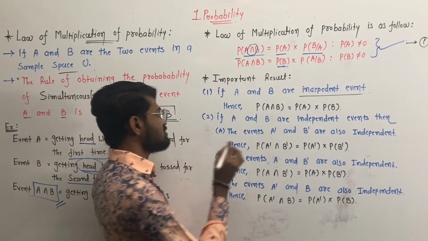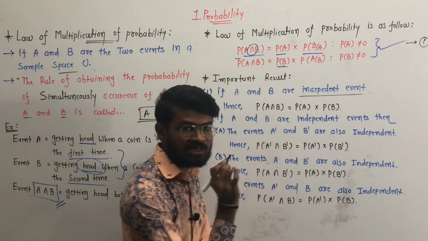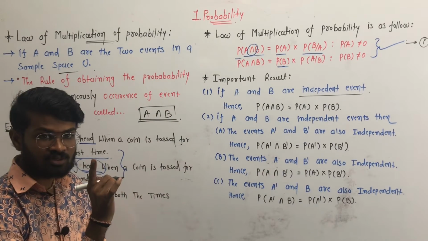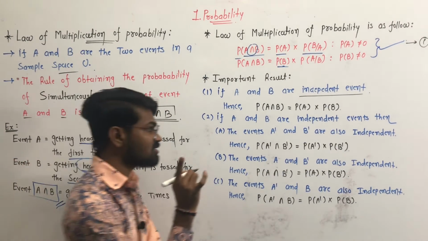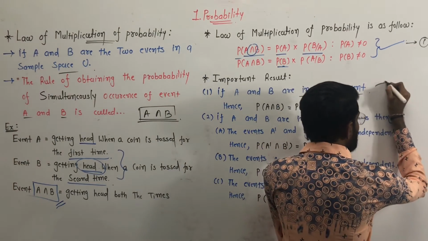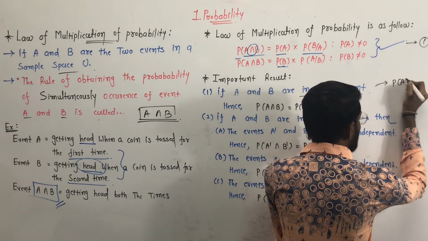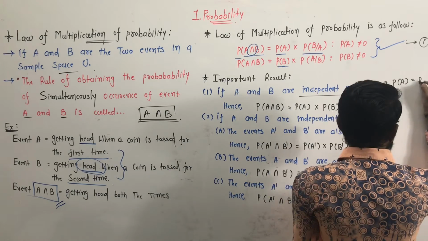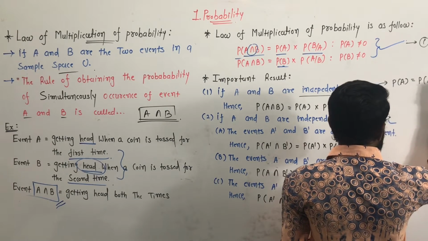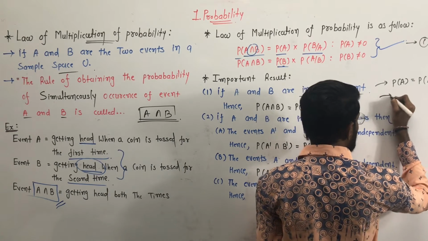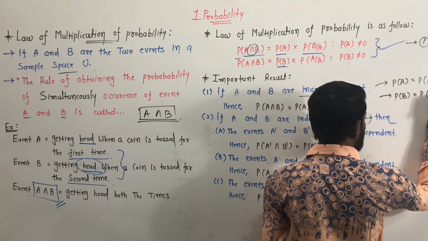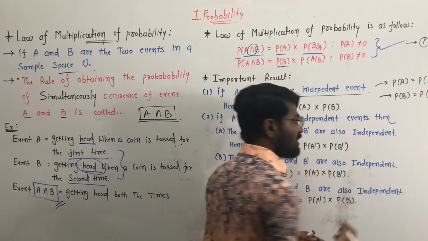The first case is that events A and B are independent. What is the condition for independent events? We discussed it in the previous lecture. The condition for independent events is that P of A is equal to P of A by B, and P of B is equal to P of B by A. We can write it that way.